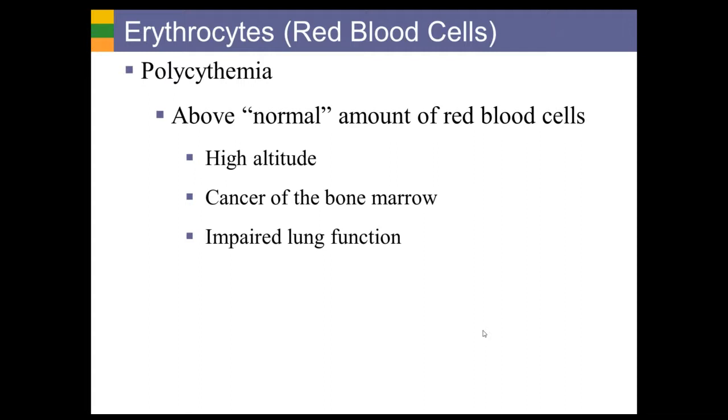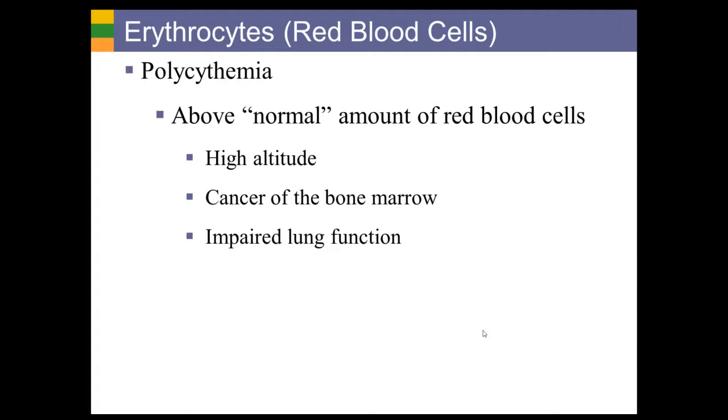As you go higher and higher in altitude, the partial pressure of oxygen drops. If the partial pressure of oxygen drops, then the oxygen level in your blood is going to drop. That's going to stimulate the kidneys to release erythropoietin, which is going to cause increased production of red blood cells to raise the oxygen content of your blood back to normal levels. So just living at high altitude can increase hematocrit.